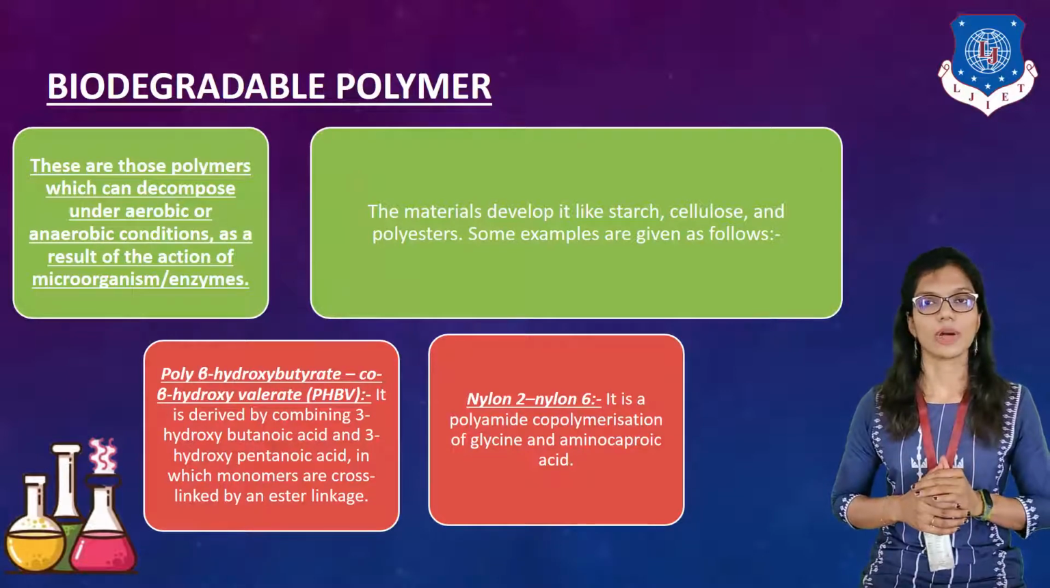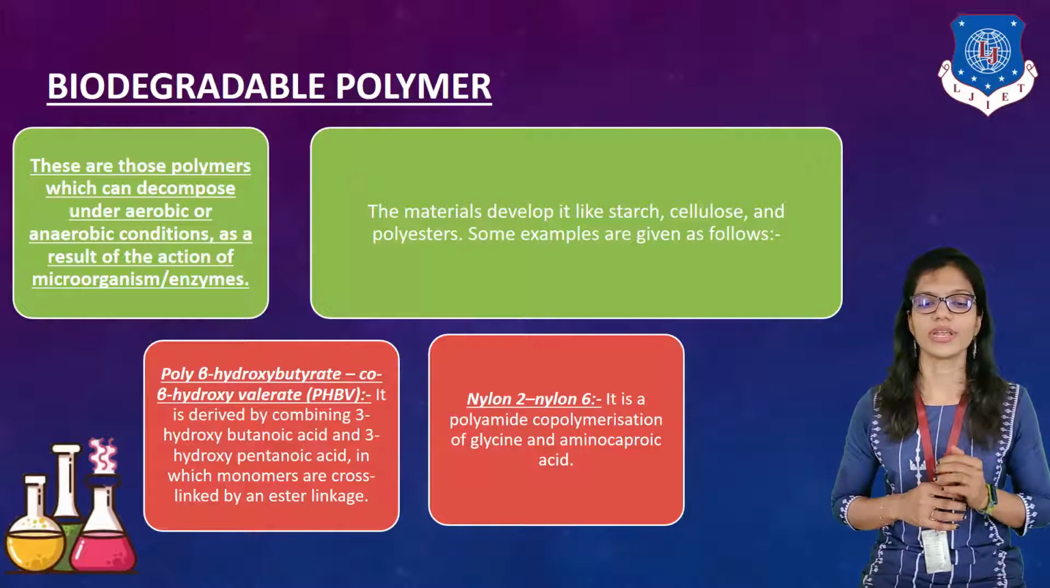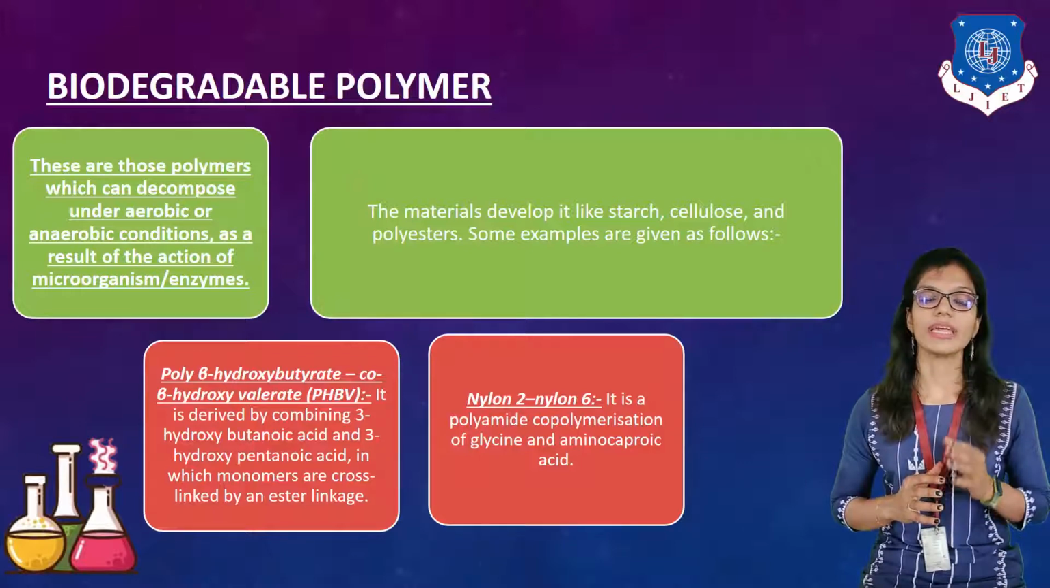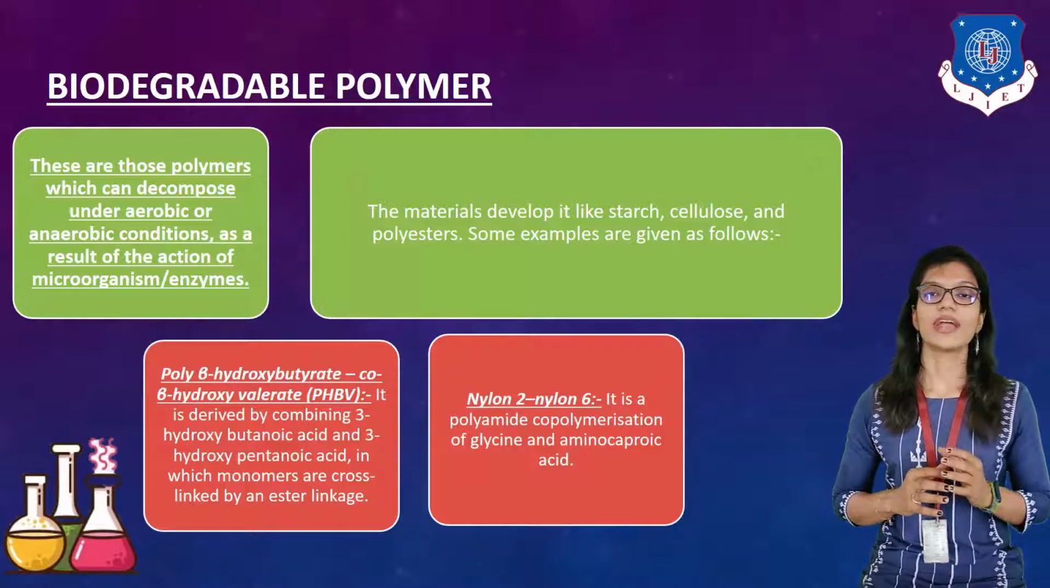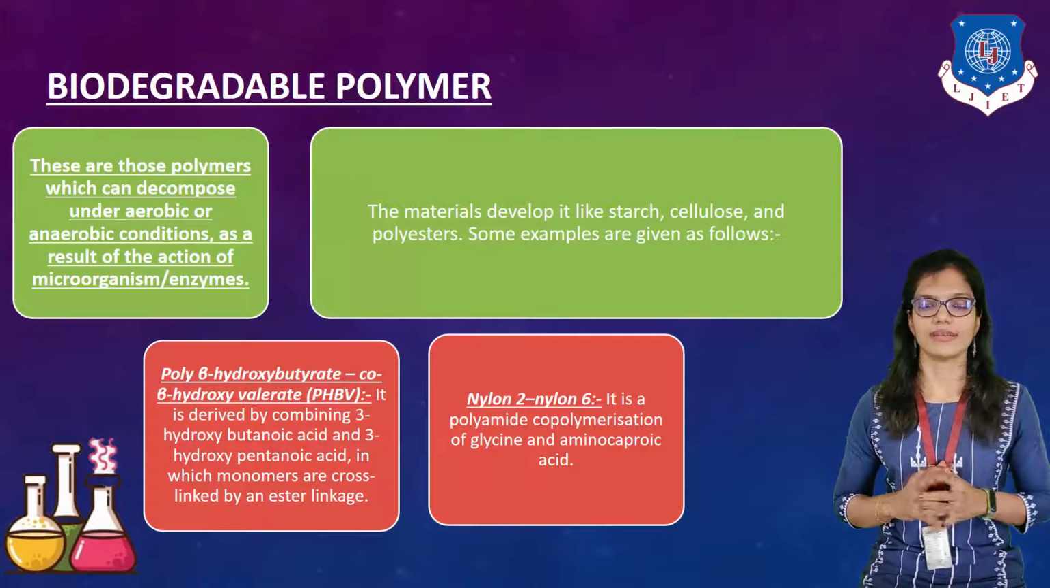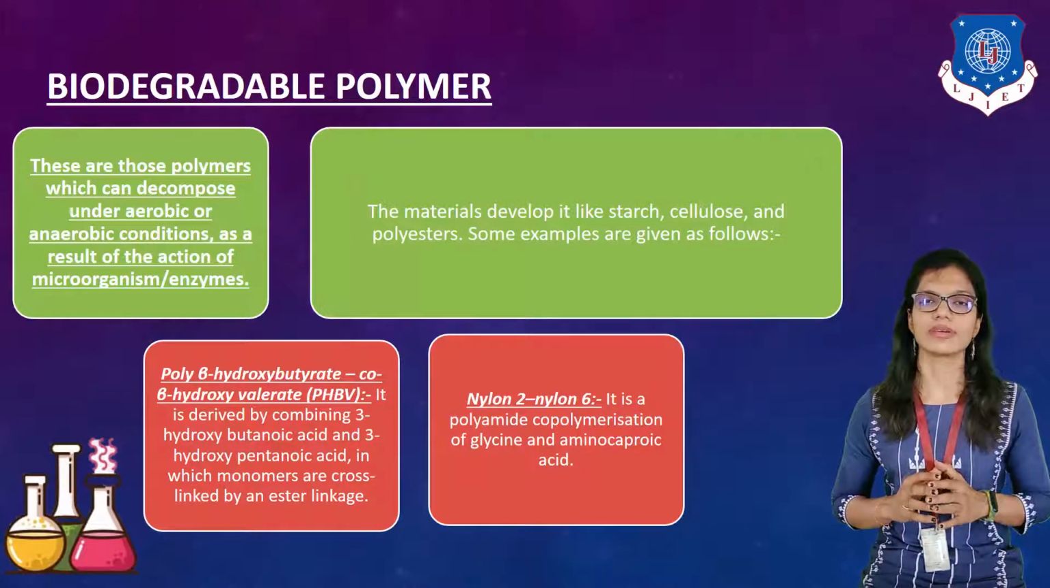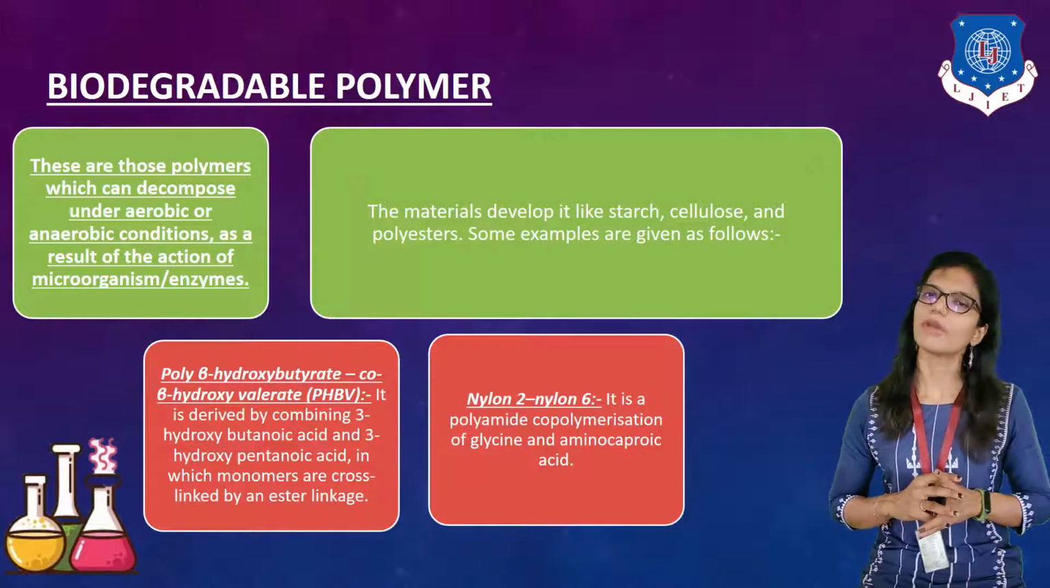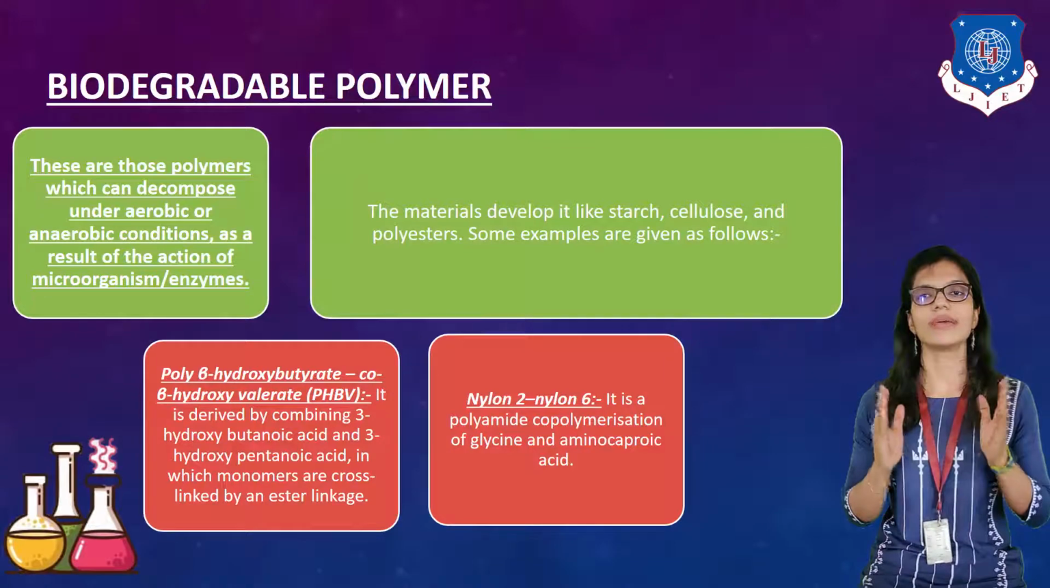First one, we will talk about poly-beta-hydroxybutyrate and co-beta-hydroxyvalerate. So here PHBV is derived by combining 3-hydroxybutanoic acid and 3-hydroxypentanoic acid, in which monomers are cross-linked by the ester linkage. Okay, and because of it they become biodegradable.